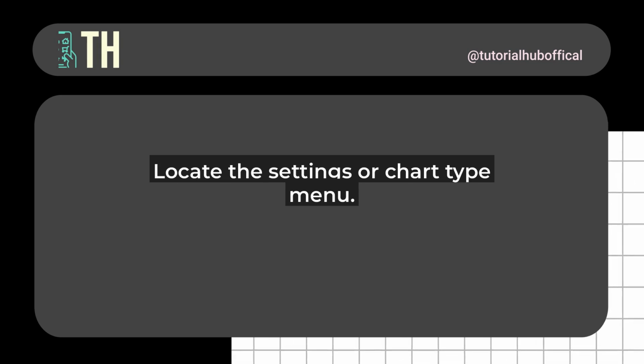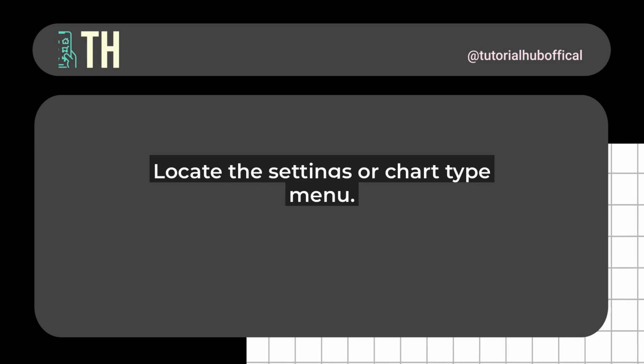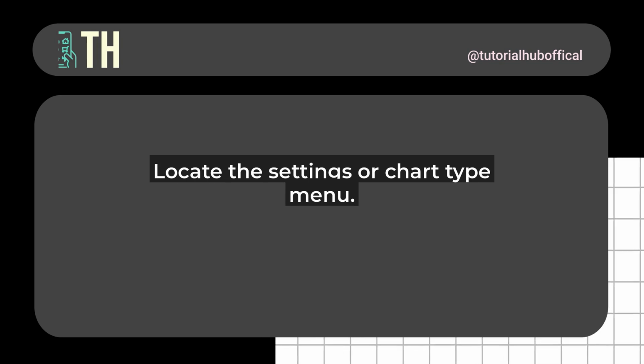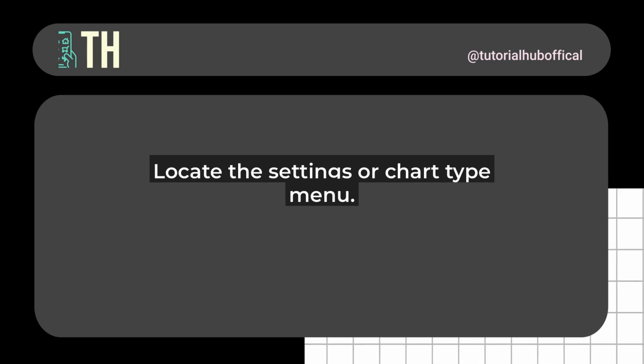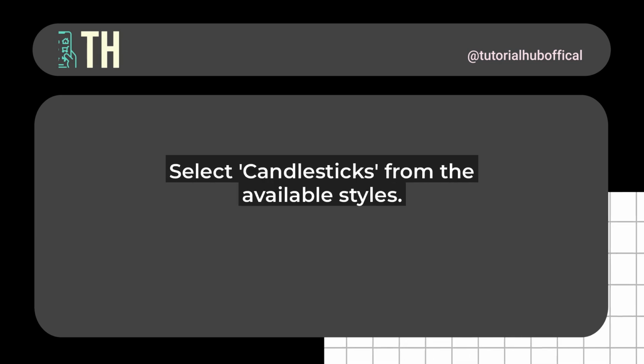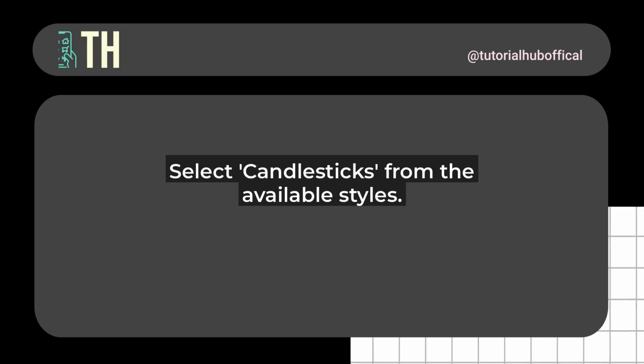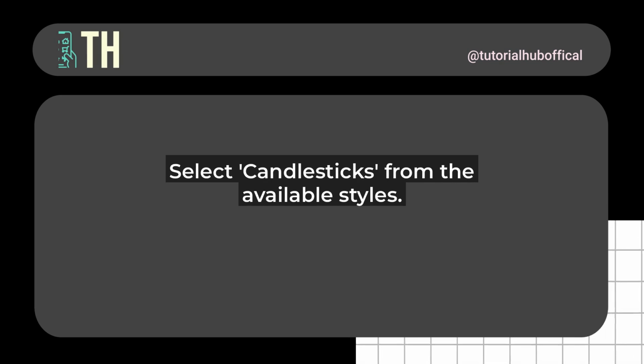You'll see a variety of chart options here. Look for the Settings gear or the Chart Type button, usually in the top right corner. Tap on that, and a menu will pop up with different chart styles like line, bar, and yes, candlesticks. Select Candlesticks from the list.